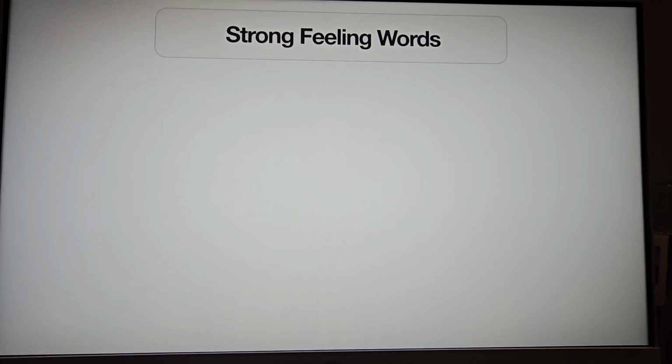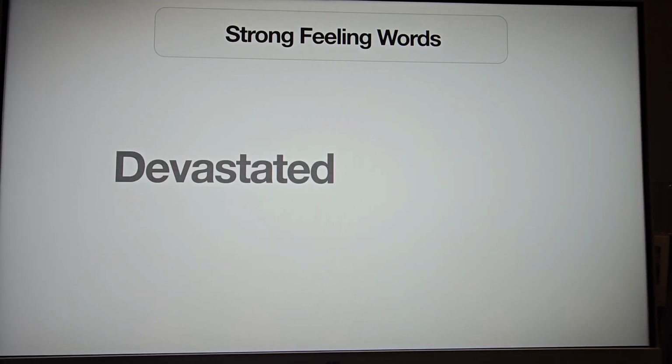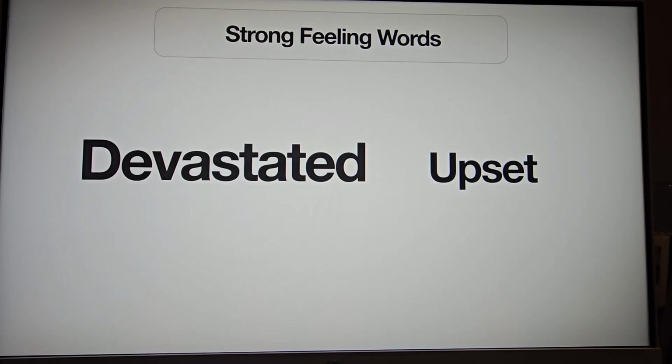The second technique is using strong feeling words. Strong feeling words describe and express a texter's emotions during their crisis. Since texters in crisis are usually feeling strong emotions, we want to use words that best represent the intensity of their experience. For example, devastated is a stronger form of upset.